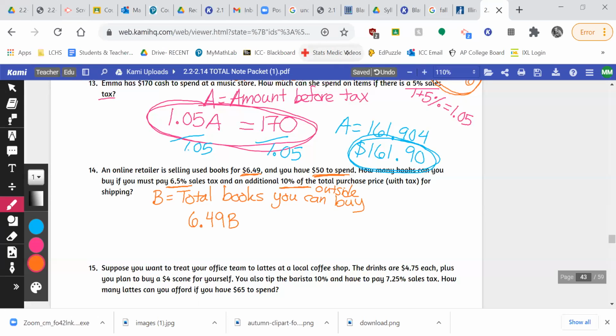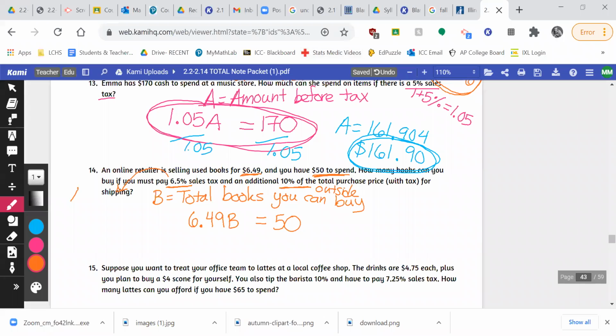I don't have any other items being added, and I don't have an exact amount of anything, like it doesn't say shipping is $4.99 or anything like that. So I only have percents that are going to be applied to this. And I know that everything will end up equaling $50 because that's how much total I have to spend. So the only other things that I'm worrying about are the 6.5% sales tax and the 10% for shipping.